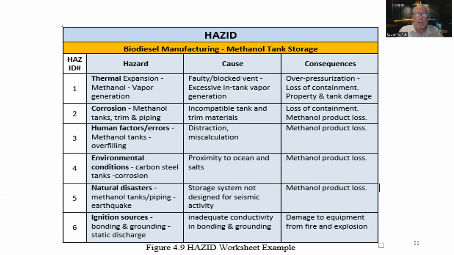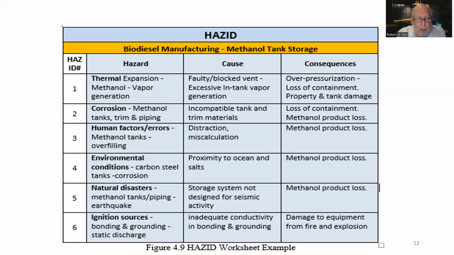Biodiesel manufacturing, methanol storage tank. The hazard: thermal expansion, methanol vapor generation. The cause: faulty or blocked vent, excessive in-tank vapor generation. Consequences: overpressurization, loss of containment, property and tank damage. Number 2, corrosion, methanol tanks, trim and piping. The cause: incompatible tank and trim material. Consequences: loss of containment, methanol product loss.